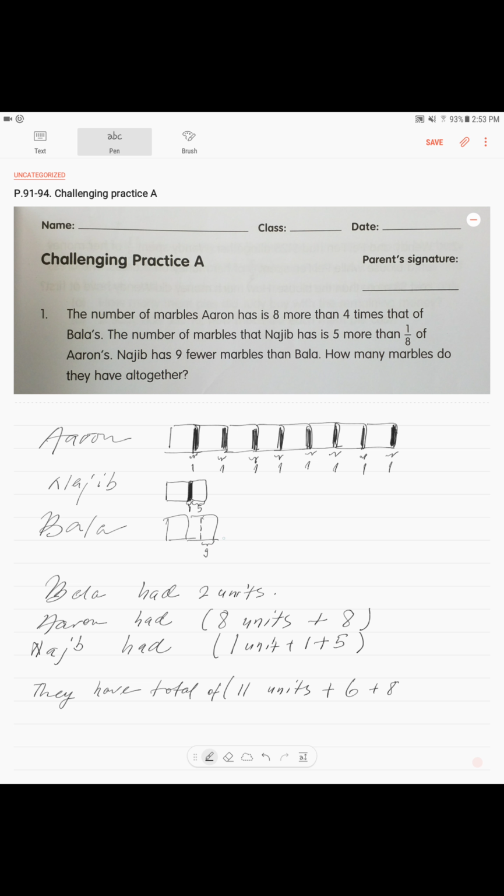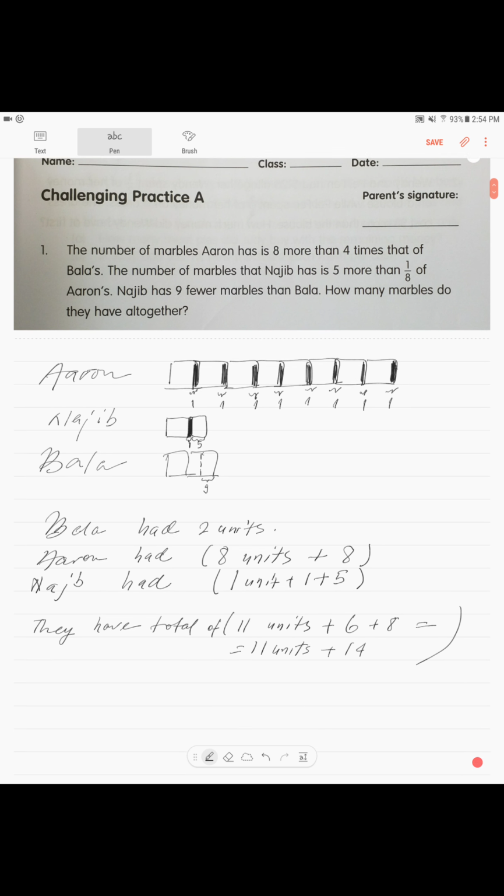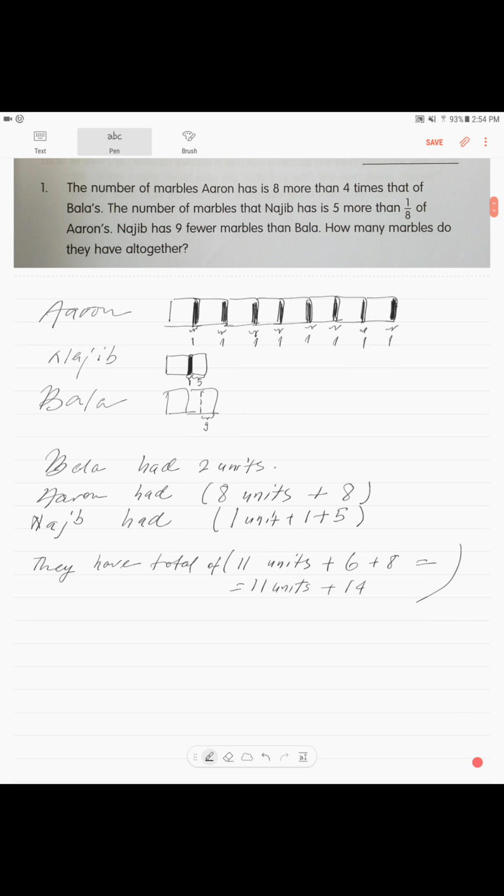Sorry, this is not an extra, right? This is part of the unit. We don't count it. So that's it. We just finish it. So basically, it is 11 units plus 14. All right. This is the total.